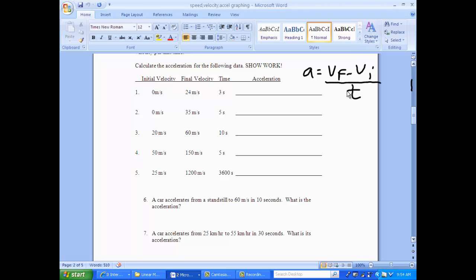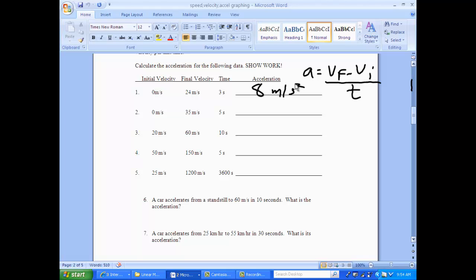So there it is. Vf minus Vi divided by t. Final velocity minus initial velocity divided by time. And look what I give you here. I give you initial, final, and time. So therefore, 24 minus 0 is what? Divided by 3. 8 meters per second squared.